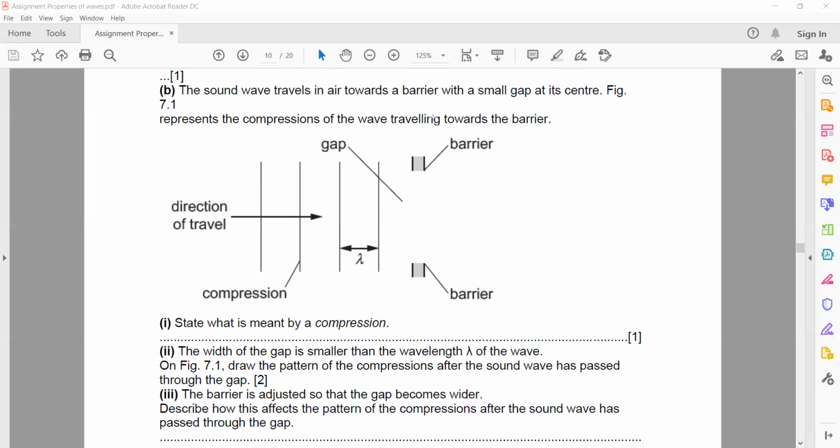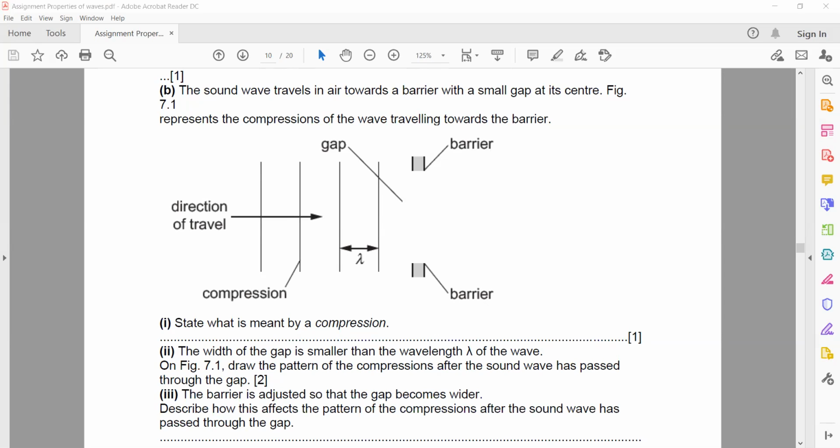Describe how this affects the pattern of compression after the sound waves have passed through the gap. So what happened if we increase the gap size? The pattern of the diffraction. So it will be less spreading or less diffraction. It decreases the diffraction, that's right. Or diffraction will decrease.